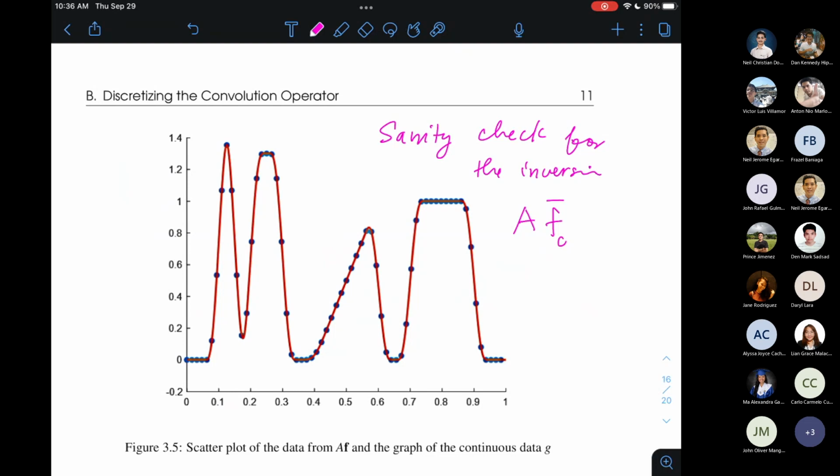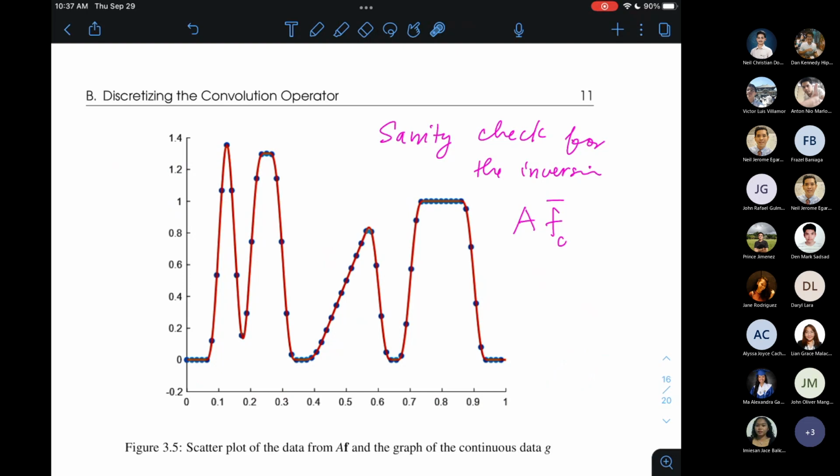And how can I do that? I'll do the sanity check. I'll multiply the matrix A by the vector F bar na na-compute natin mula dun sa naive reconstruction. Tapos ipa-plot ko siya over the data G. And you see that there is a perfect matching between the product AF bar and yung ating right hand side data. So walang naging problema dun sa inversion. So at least we're sure na dapat maganda yung solution na nakuha natin.